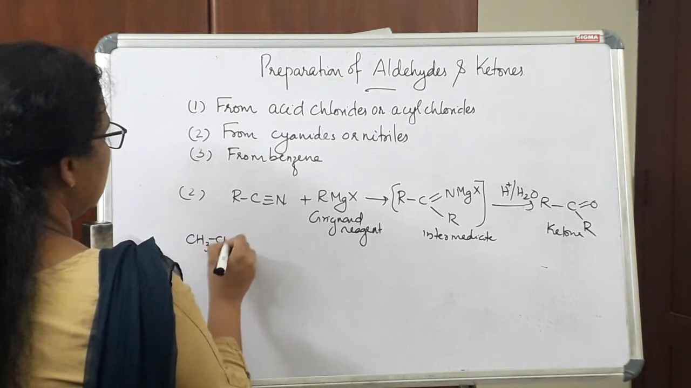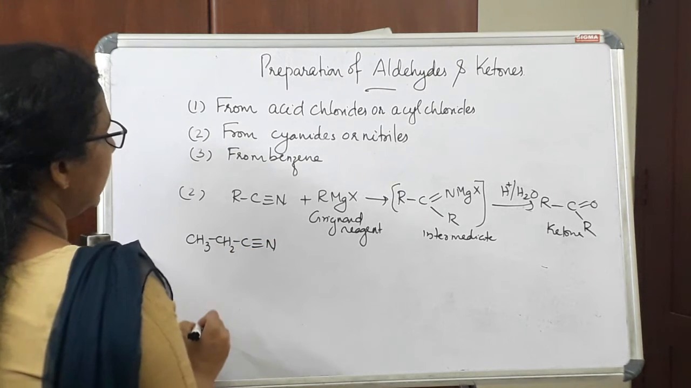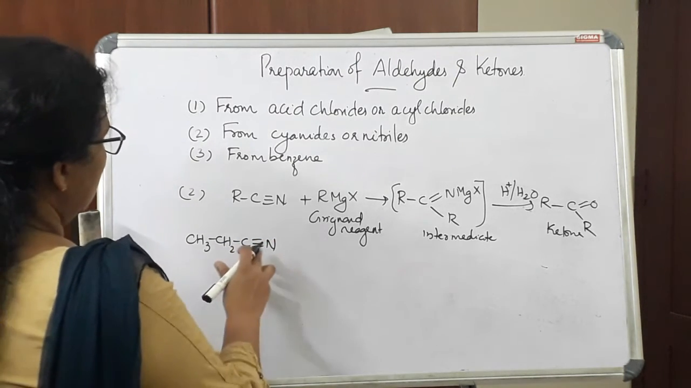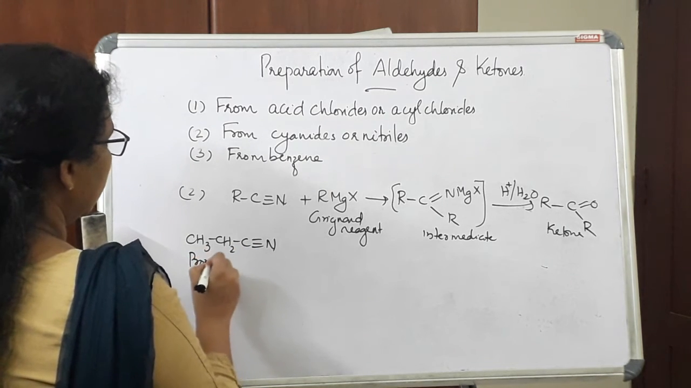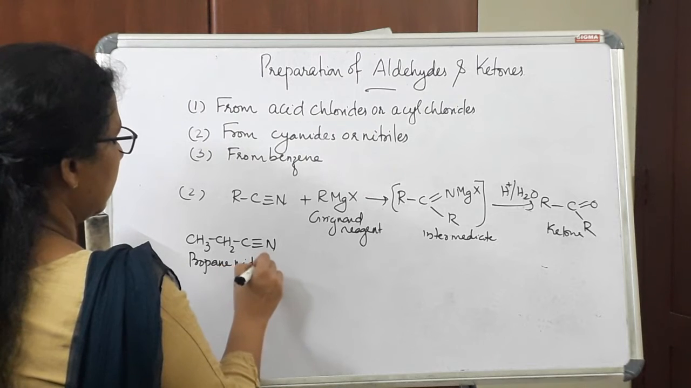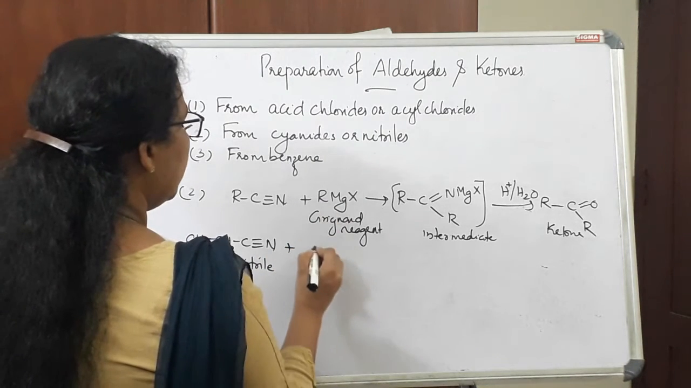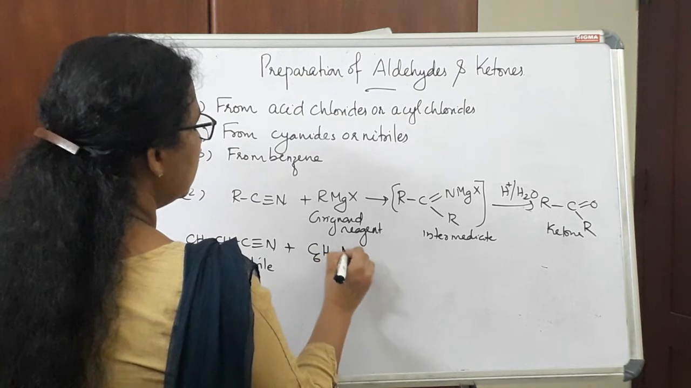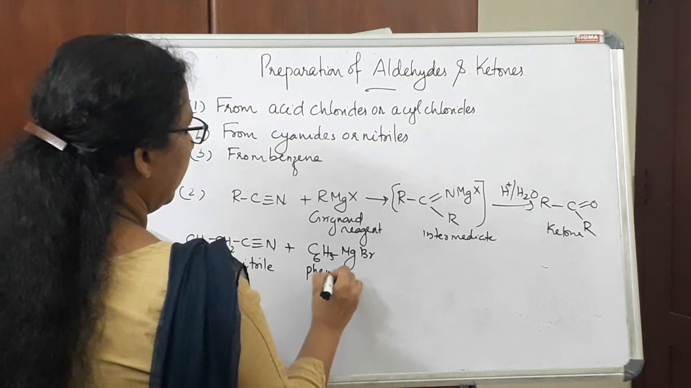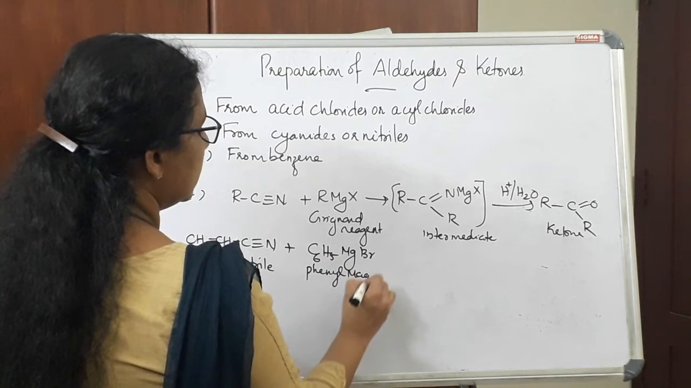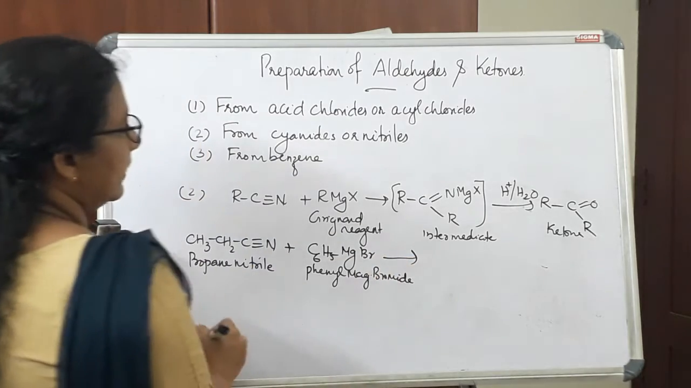CH3CH2CN. So this is an example of a cyanide. It is 1, 2, 3. It is propane nitrile. So this is the IUPAC name. Plus here instead of R we can write C6H5MgBr. This is actually phenyl magnesium bromide. This is a Grignard reagent.